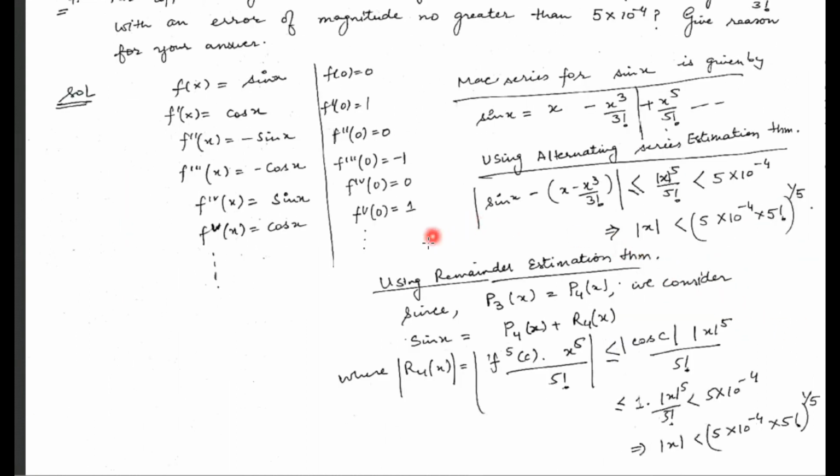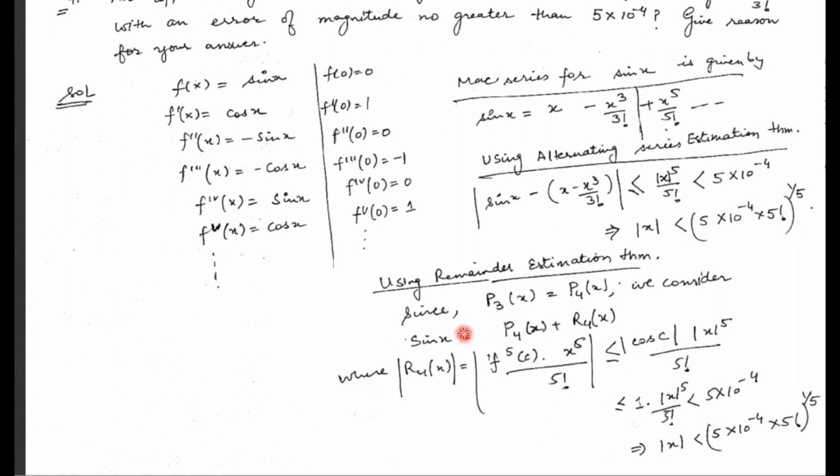We can also apply the remainder estimation theorem. In the case of the remainder estimation theorem, we have to apply Taylor's formula, so we have to find the polynomial of order n. In this case, since the even order derivatives are 0, the fourth derivative is 0, so the polynomial of order 3 is the same as the polynomial of order 4. So we will consider the maximum one.